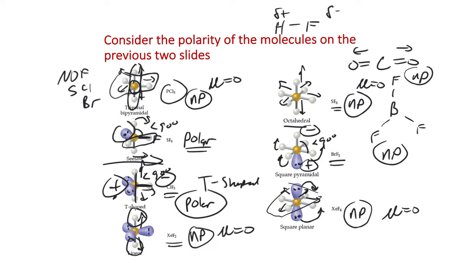So we also had polar for the BrF5 as well. So nonpolar is when all the dipoles are canceling, and polar is when they're not canceling. You can think centers of charge, you can think tug of war: is one side of the molecule winning versus the other side.